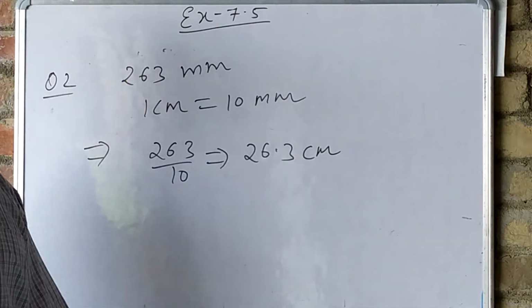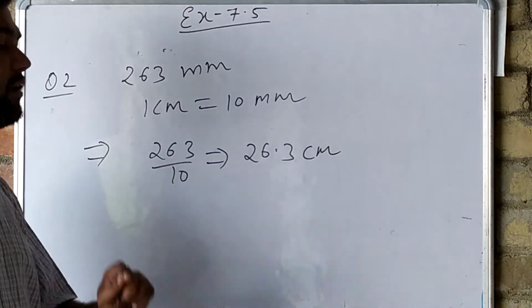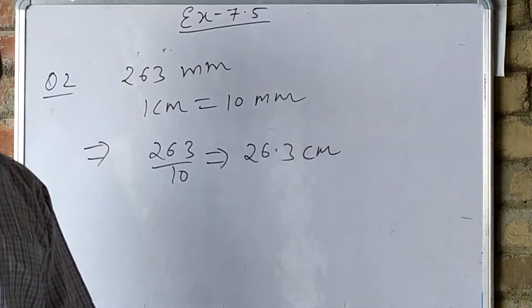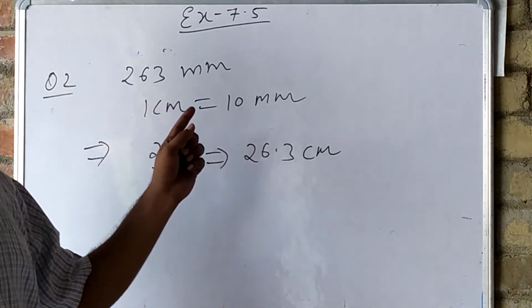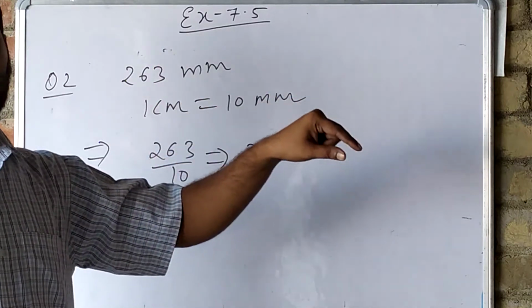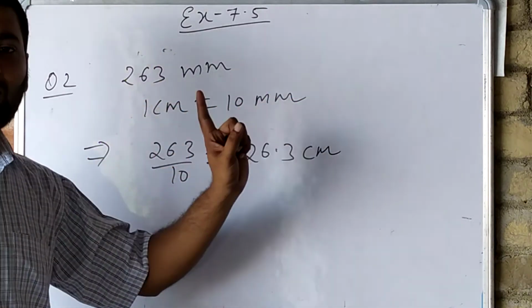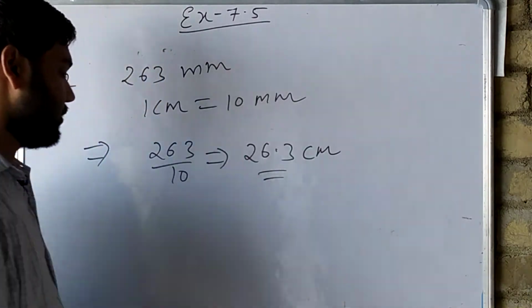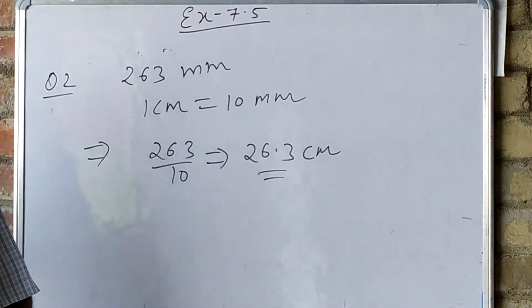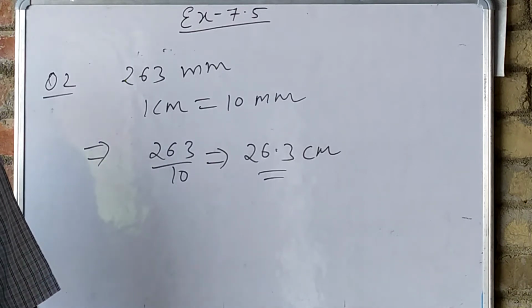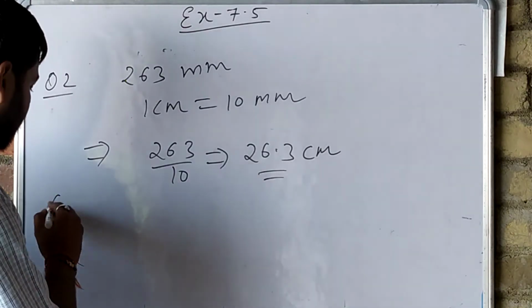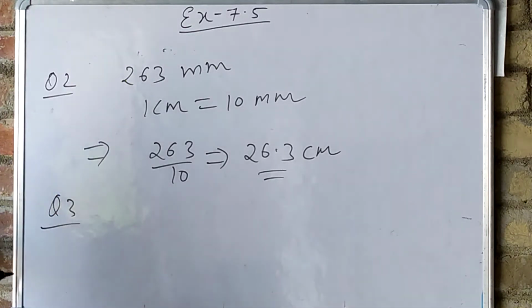Why? Because millimeter is a smaller unit and centimeter is a bigger unit. All of you see in your book, question number 2. We have to convert 263 millimeter to centimeter. In 1 centimeter we will have 10 millimeter, so we divide by 10. 26.3 centimeter is the answer. Like this only we have to do. See, question number 3 is the same. We have to convert centimeter to millimeter. In question number 3, we will have 5 meter.